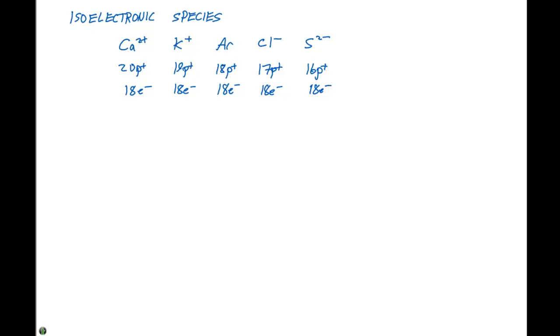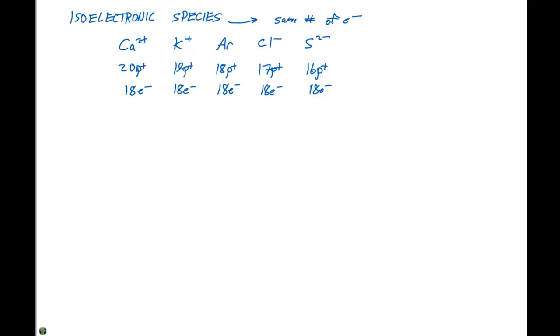One common trend that we typically investigate is something called an isoelectronic species. An isoelectronic species has the same number of electrons for everything involved in this comparison. So if we look at calcium 2+, potassium +, argon, chloride -, and sulfide 2-, we see that each of these have a different number of protons but the same number of electrons.